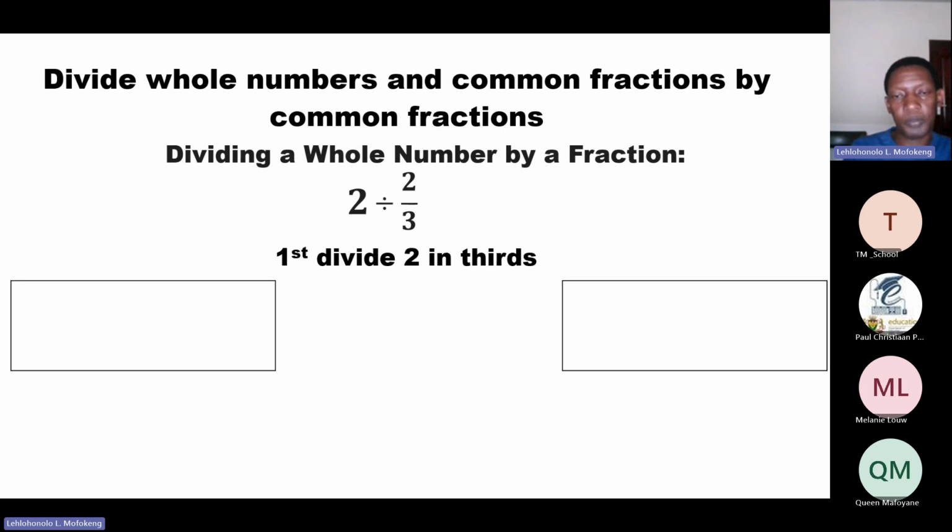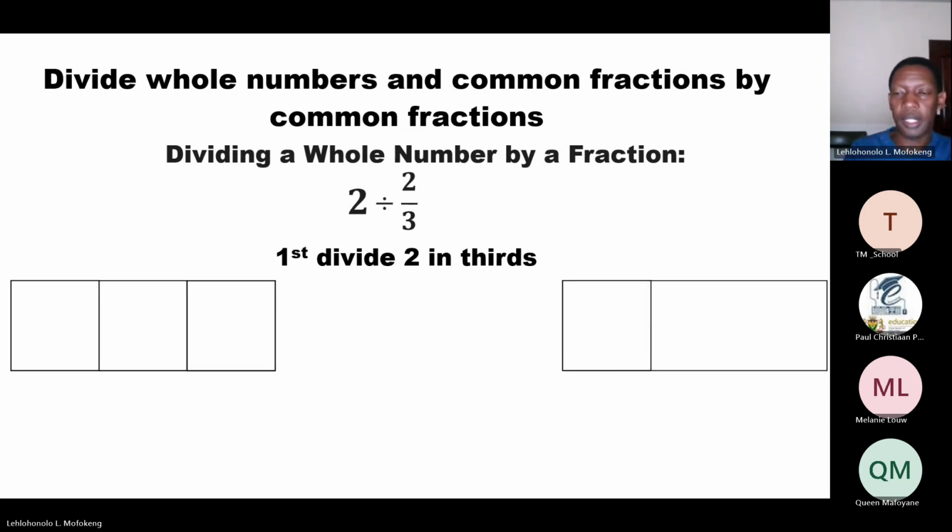Firstly, we divide this two in thirds. This is the first third, this is the first third, this is the second third, this is the second third, and this is the third third. So in this one, we are having how many thirds? We are having 3 thirds. And then let's go to the next one.